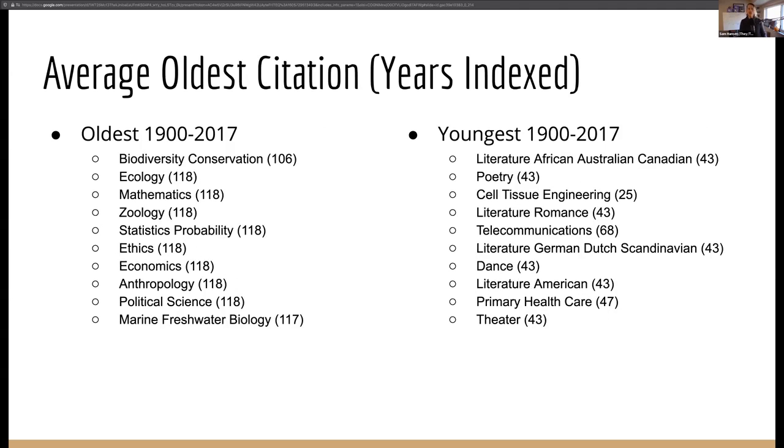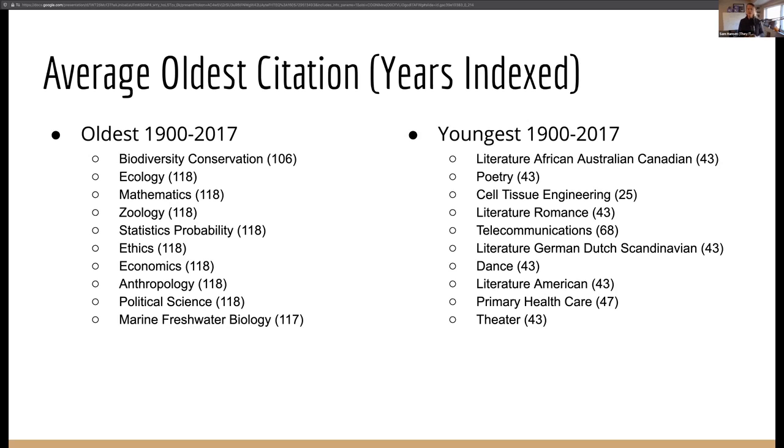Now what if we look at average oldest citation? For this, I take the oldest citation for every single article per year and then find the median for that. Here we have some new ones up on the top here: ecology, biodiversity, zoology.